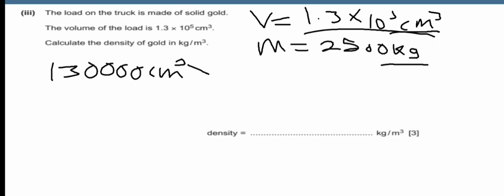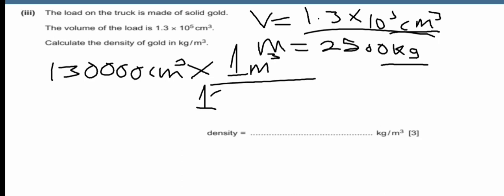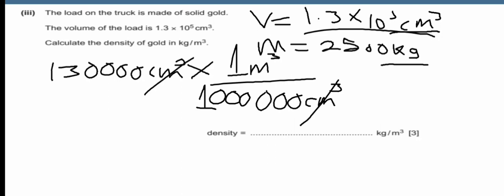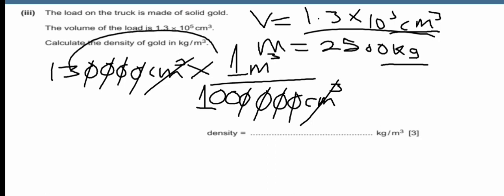We are going to multiply by 1 meter cubic divided by 1 million. Always remember that 1 meter cubic is equivalent to 1 million centimeters cubic. That is one thing that you need to know. So centimeters cubic and centimeters cubic cancel each other. Then we cancel 4 zeros here and 4 zeros there, and we have 13 multiplied by 1 meter cubic.